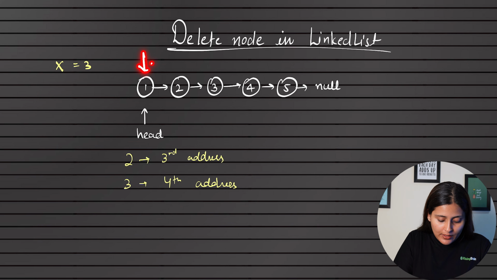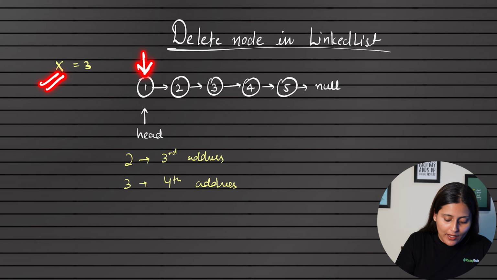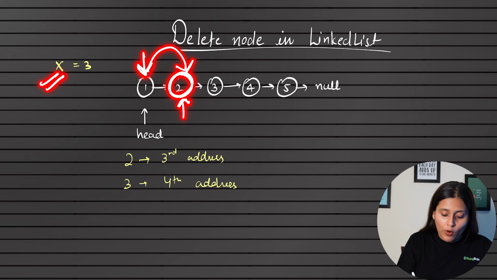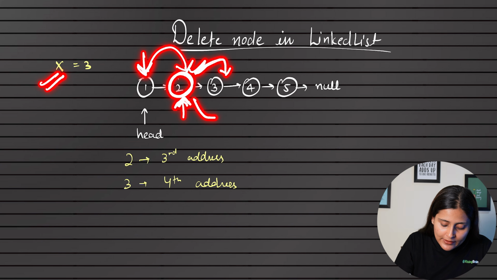So if you are standing here, so x is equal to 3, so x minus 2 is 1. So we have to take one jump. So we'll take one jump and we will stop here, okay? Now what will we do? We have to connect this 2's next, which was earlier connected to 3, we have to connect this with 4.